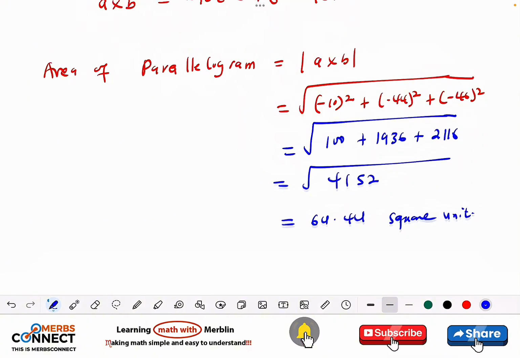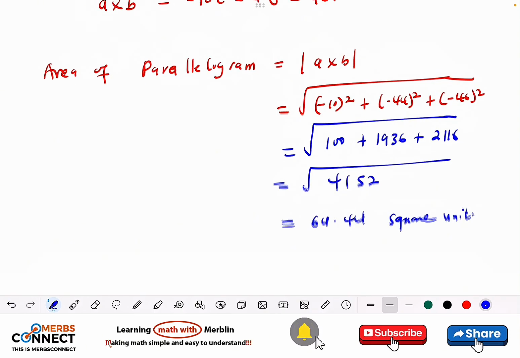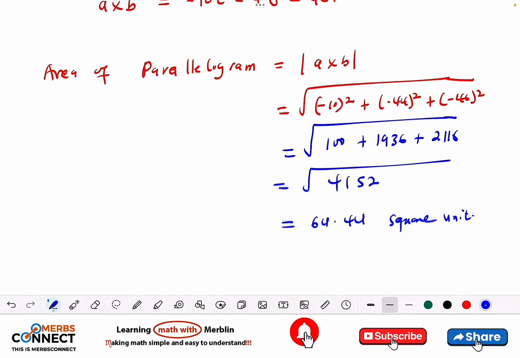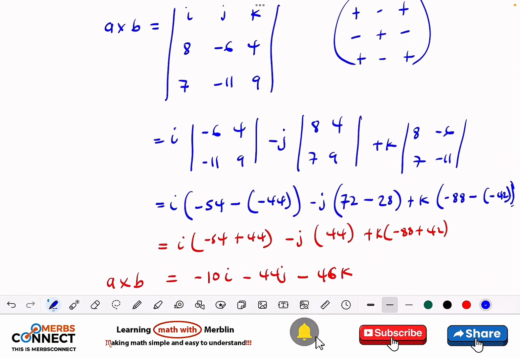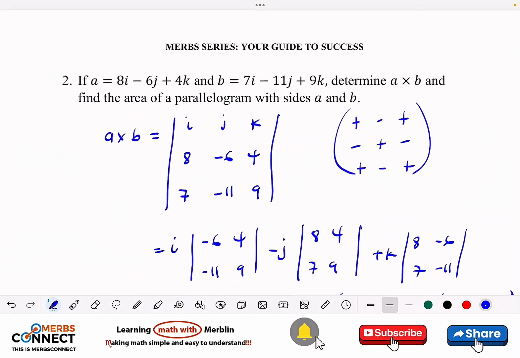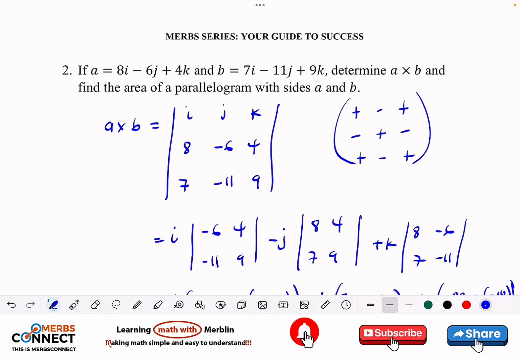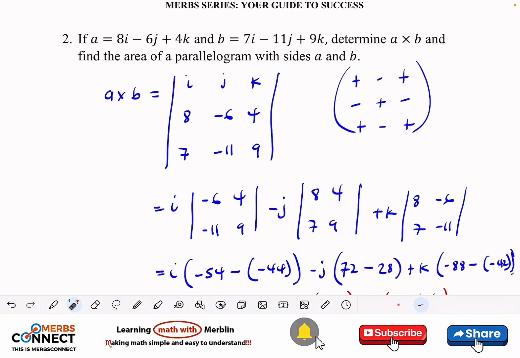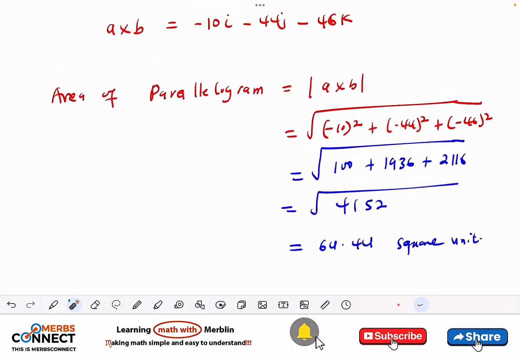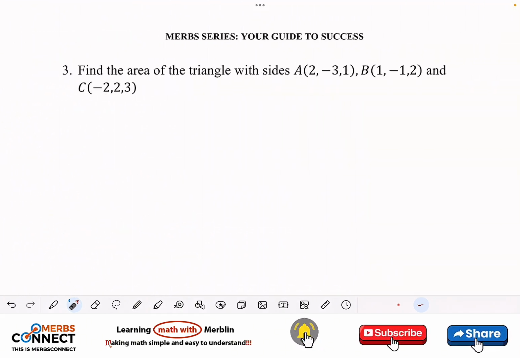So I love vector algebra so much because some of the questions are very straightforward, very straightforward for us to just do it and then get everything right. But sometimes it gets too hard, but we will be fine. So this helps us to find A cross B and then the area of a parallelogram, right? So we are done with question 2. Let's look at what is also in store for us again.